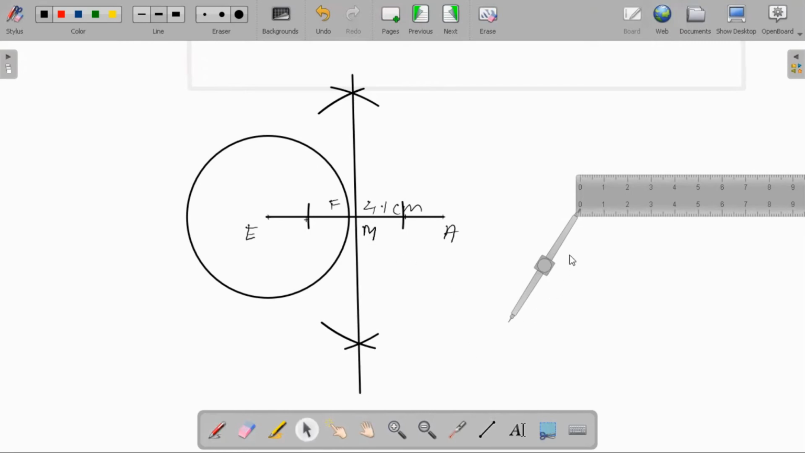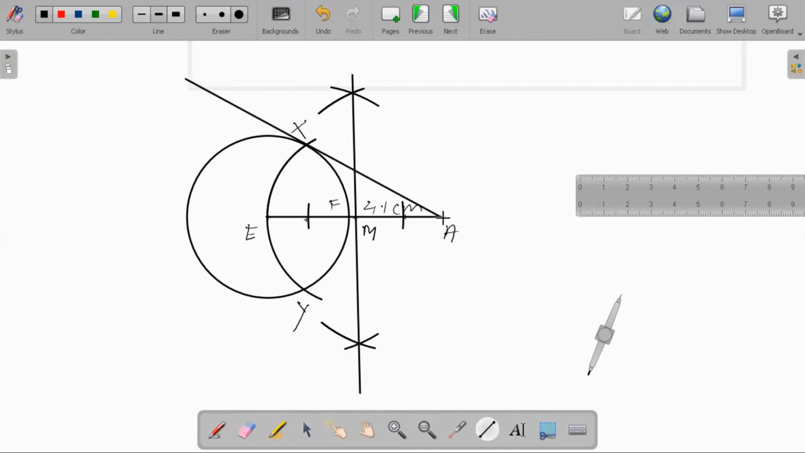Next, you take your compass, put your pointer at point M, and take the radius as ME, and you draw an arc that will cut 2 points on the circle. These 2 points you name as X and Y. And lastly, you join point A to X and you join point A to Y. These will be your 2 tangents. So this will be tangent 1, this will be tangent 2.